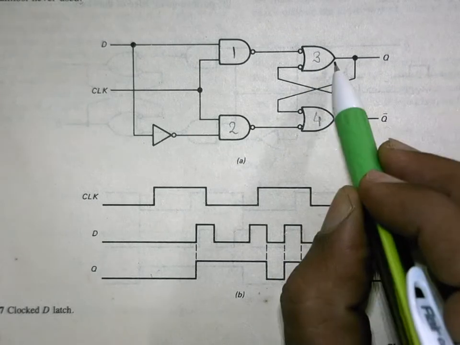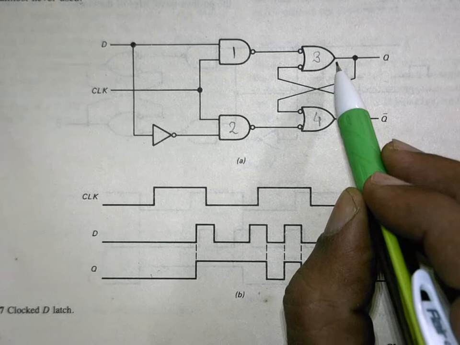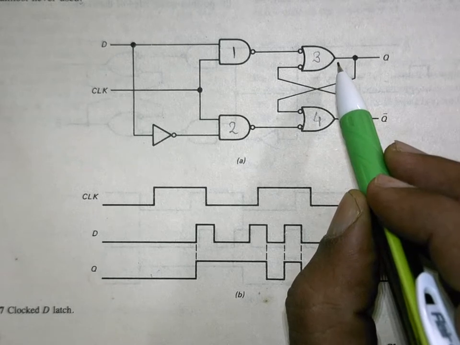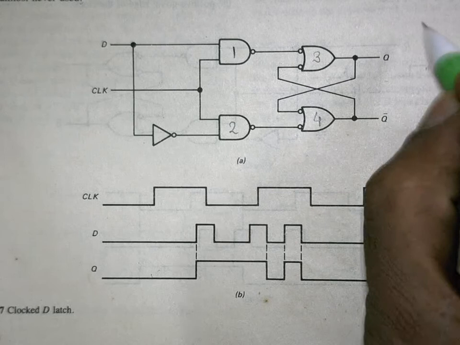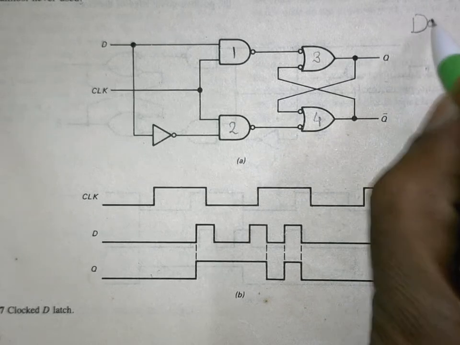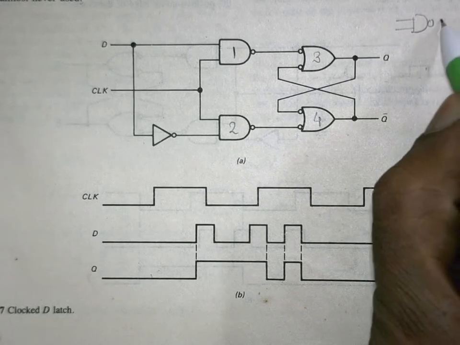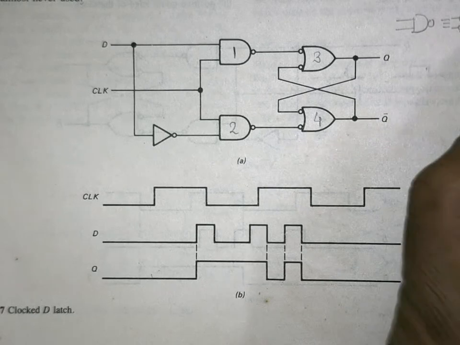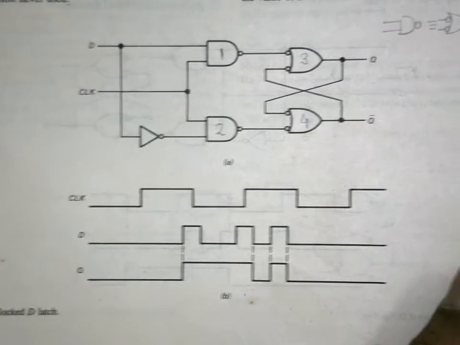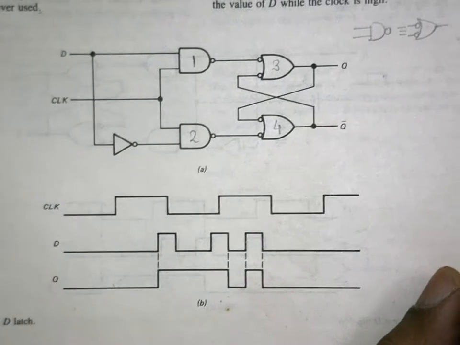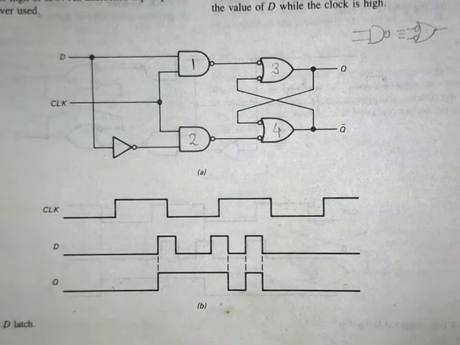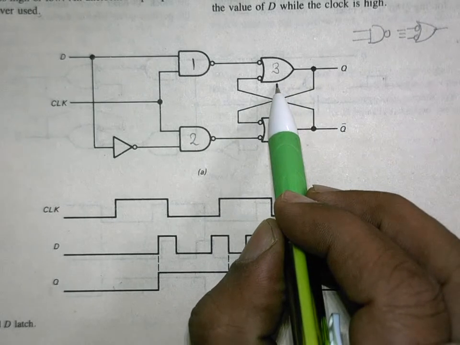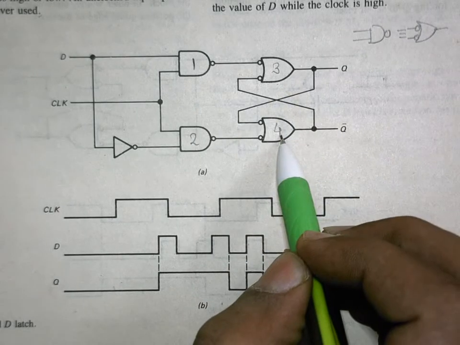It appears to be inverted OR, but it is equivalent of NAND gate. If you recall from your De Morgan's theorem that a NAND is equivalent to inverted OR. Okay, a NAND can be regarded equivalent to an inverted OR. So this is also a NAND gate. Gate number 3 and gate number 4 is a NAND gate.